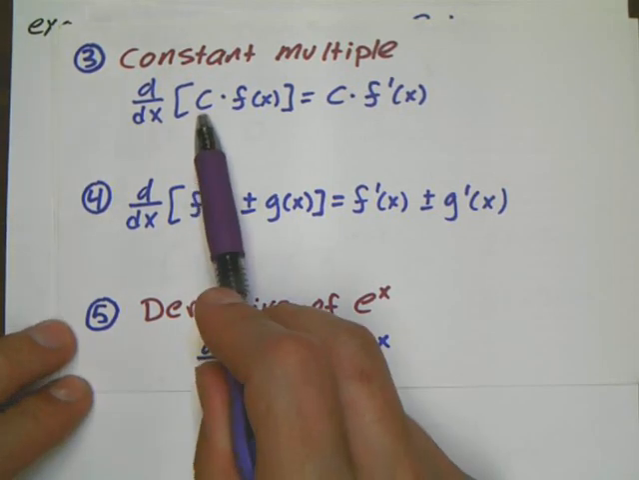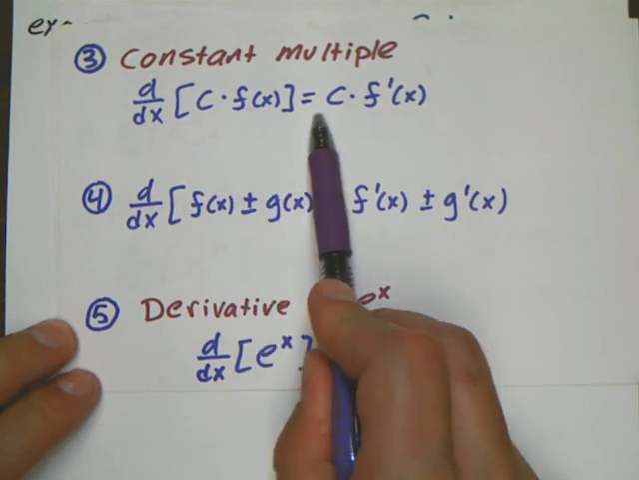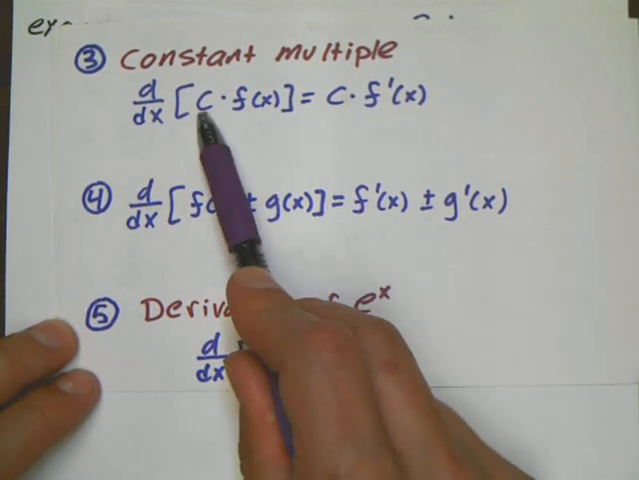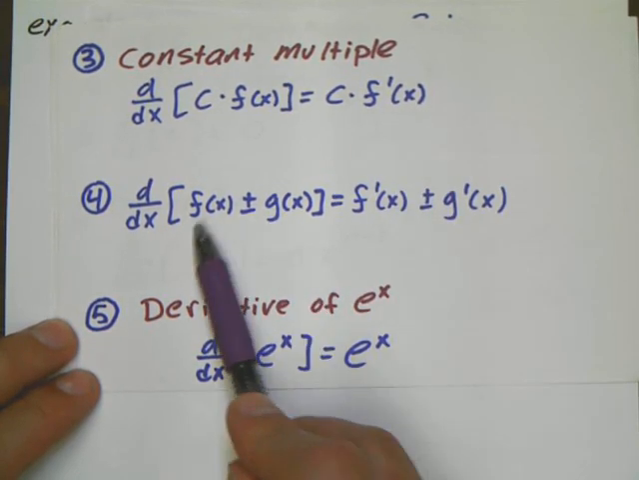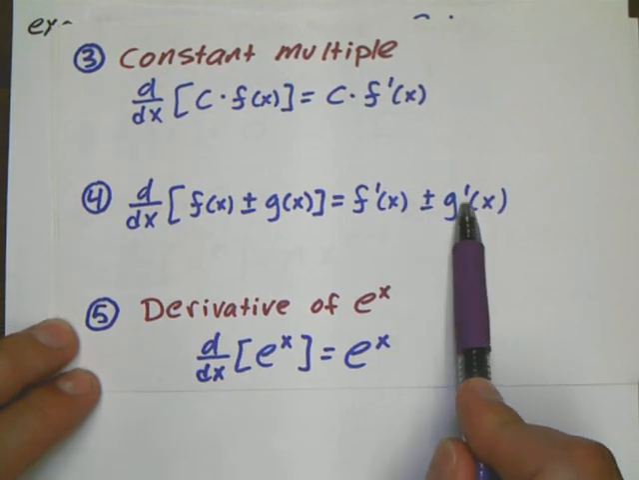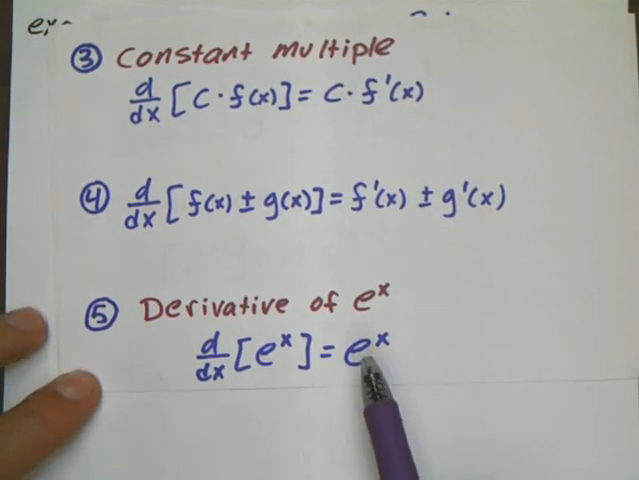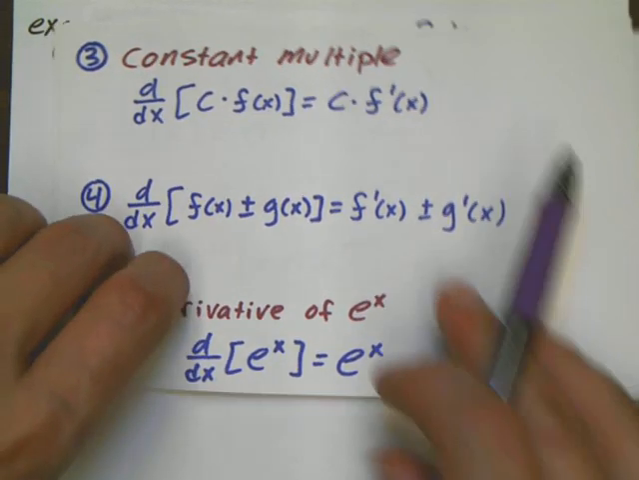This one says that if you're taking a constant times a function, the answer is going to be that constant times the derivative. So that just means that you can multiply a constant times the derivative. This one just says that you can add or subtract individual terms, and you can add and subtract their individual derivatives. And this last one just says that the derivative of e to the x is equal to e to the x. So it's its own derivative. So let's look at a couple of examples.